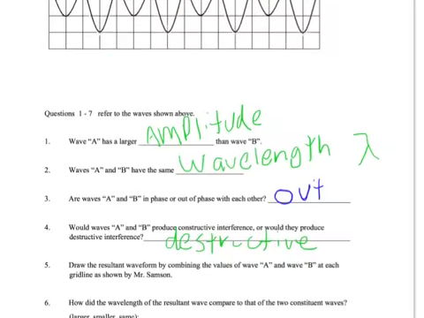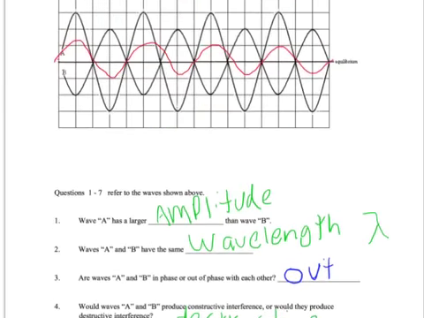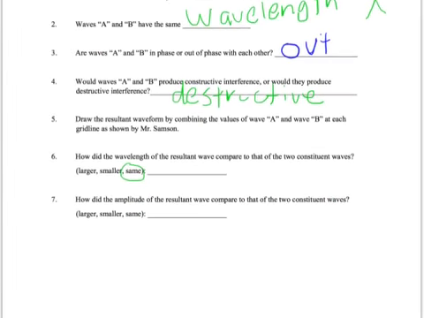Now let's see what our next question is. How does the wavelength of the resultant wave compare? The wavelength, it turns out, did not change. The wavelength stayed the same. But now the amplitude did change. If we look at this, the amplitude of the red wave that we have here is definitely smaller than either wave A or wave B. Wave B has a 2 meter amplitude, wave A has a 3 meter amplitude. The resultant wave only has a 1 meter amplitude. So the answer here then is going to be, it has a smaller amplitude.